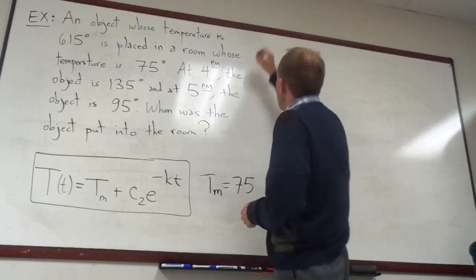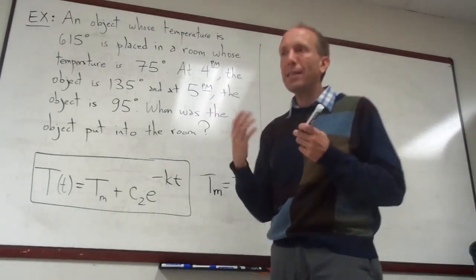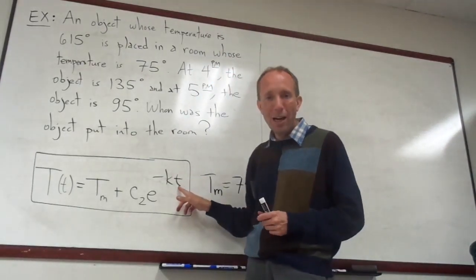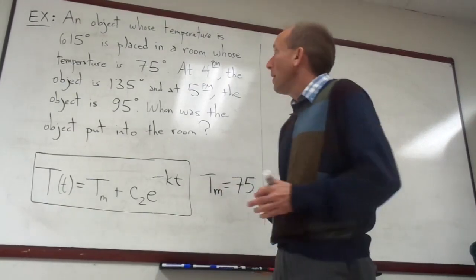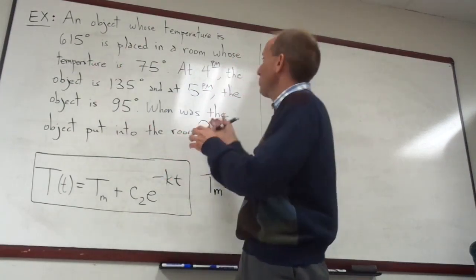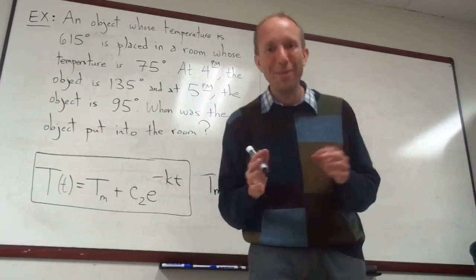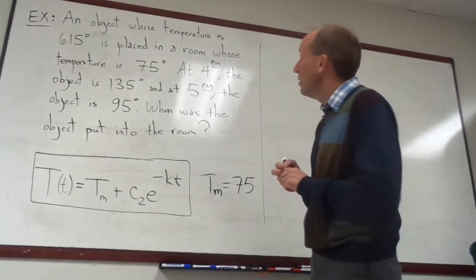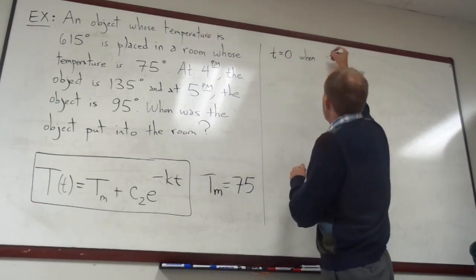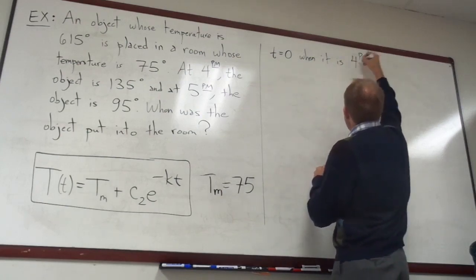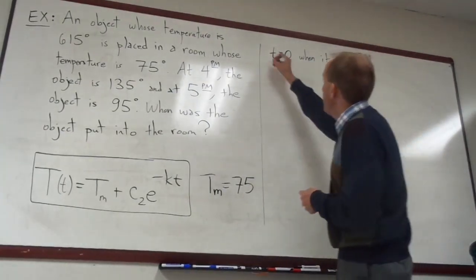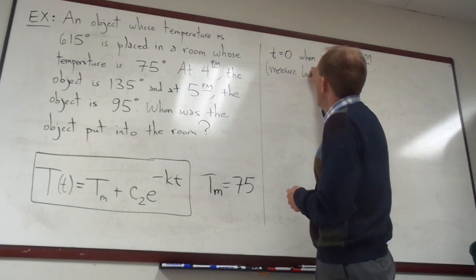Really the only tricky thing here is you have to decide when you're going to start your clock. In other words, this little t measures time, but when does time begin? You could say it begins when the object is put into the room, except that that's what the question is asking. We don't know when the object was put into the room. So what I'm going to recommend is that you start your time at the earliest time where you have some known information. So I'm going to say at 4 p.m., t is equal to 0. And we may as well measure t in hours.